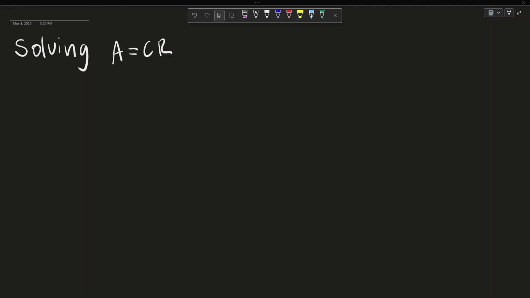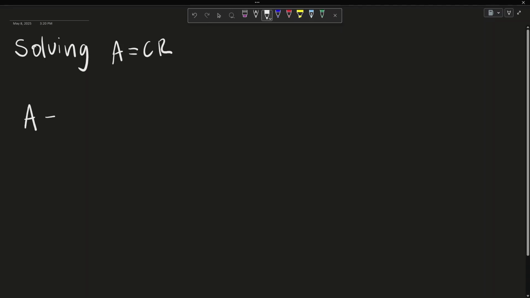In this episode in the linear algebra series, we'll be talking about solving the A equals CR system. In order to solve the A equals CR system, you must first understand how to reduce a matrix A into its row echelon form or reduced row echelon form. The essence of solving the A equals CR system is finding matrices C and R based on the pivots in the row echelon form or reduced row echelon form of A.